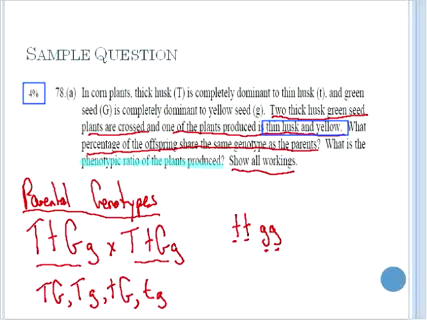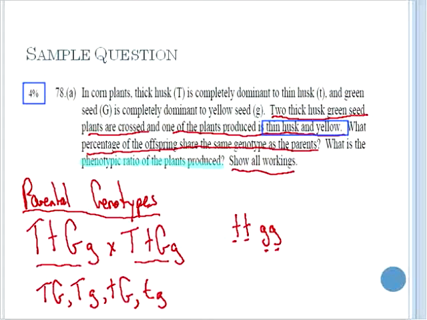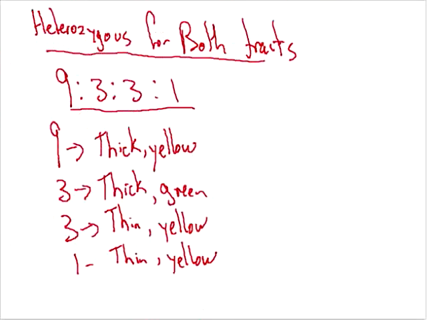My strong suggestion for you at the end of each of these questions is on the side, very clearly, write in all your answers. So you'd write in part 1. That way the marker can clearly see it. The question that you were asked originally was, what percentage share the same genotype as the parents? From your square, you determine there's 4 individuals, 4 of 16. So that would be 25% same as parents.